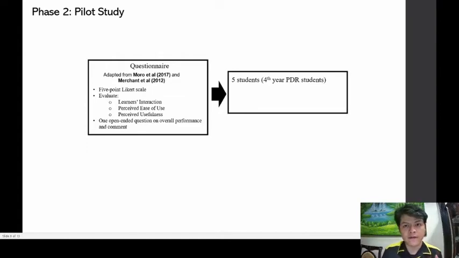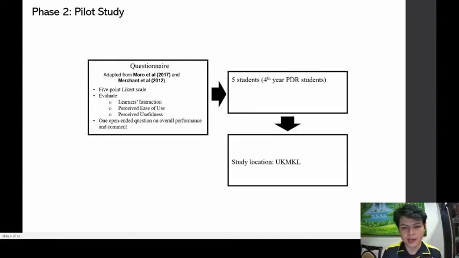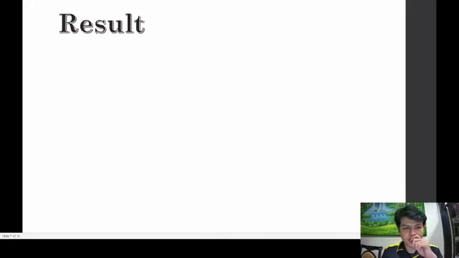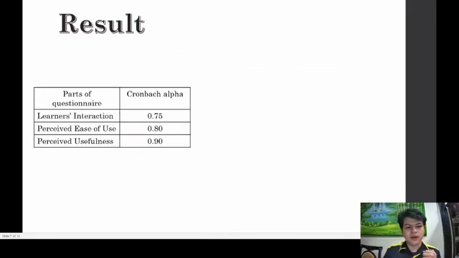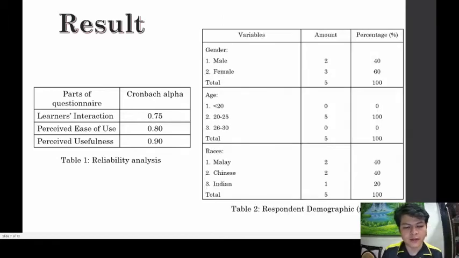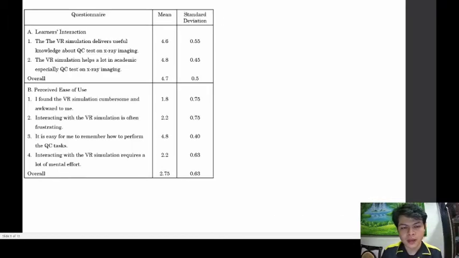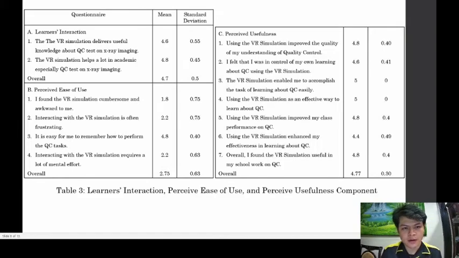Our target users are 5 final year students of PDR from UKM. For the result, first we did the alpha test to make sure the questionnaire is usable, and this is the respondent demographic of the 5 users. And this is the result of the questionnaire.